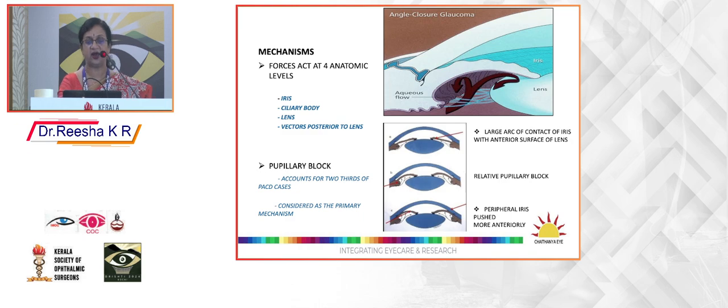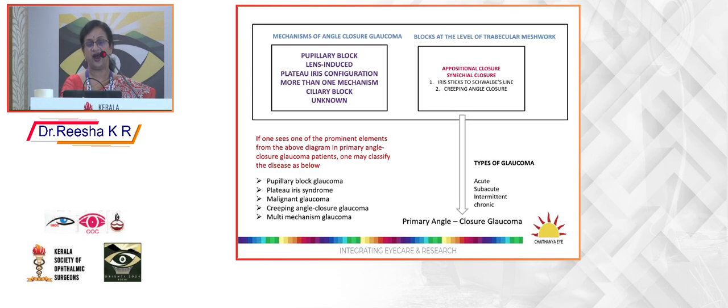Coming to the mechanisms behind primary angle closure glaucoma, what I would like to say is that whether it is feasible to combine the mechanism also into the classification, clinically combine the two, is to be thought of. If you see any of the factors pertaining to the lens or plateau iris or ciliary block or aqueous misdirection or appositional synechial closures looking at the level of trabecular meshwork block, it is better to define and classify it as pupillary block glaucoma, plateau iris syndrome, malignant glaucoma, creeping angle closure or multi-mechanism, because by this you explain the 58% patients who after laser iridotomy do again have recurrent acute attacks.